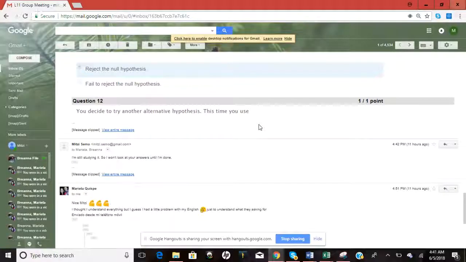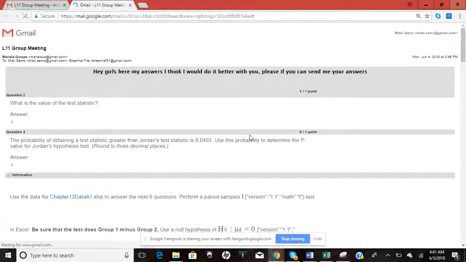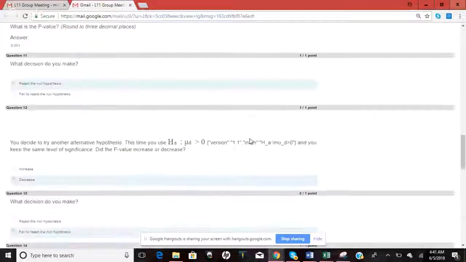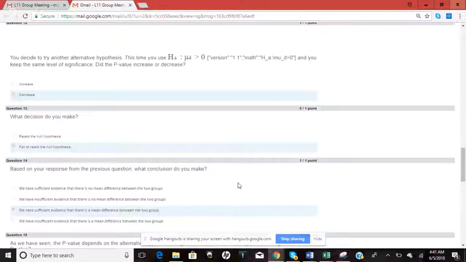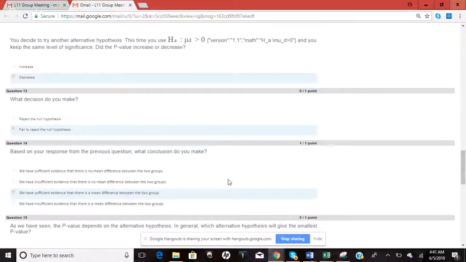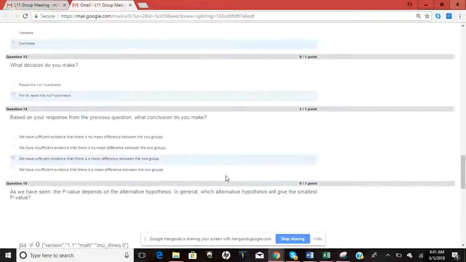This one, we don't have. Wait, I've got to view the entire message. Oh, that was number 11, 12. Well, we put decrease, and she got that right. And then she put failed to reject the null, but we said reject the null, right? Yes, 13. And then 14, she got that right. Number 3, sufficient evidence. That's what we have.